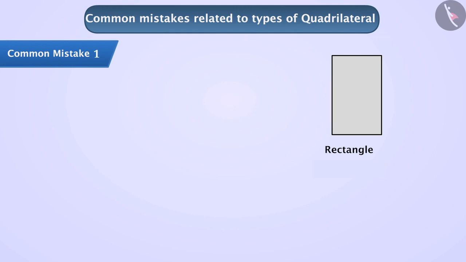Students often understand that this is not a rectangle. The reason behind this is that a rectangle is usually represented like this. Repeatedly looking at this figure, they conceptualize that if a quadrilateral is like this, then it is a rectangle, otherwise it is not. Since this figure is not according to a rectangle that is in their mind, they assume that this is not a rectangle.